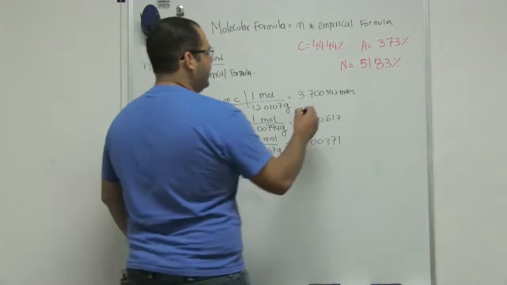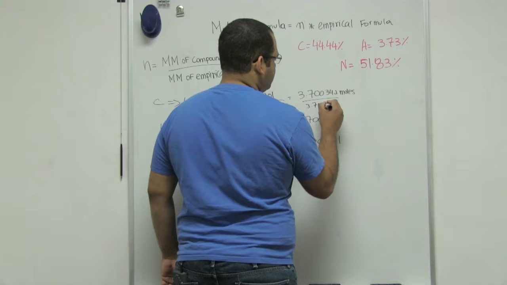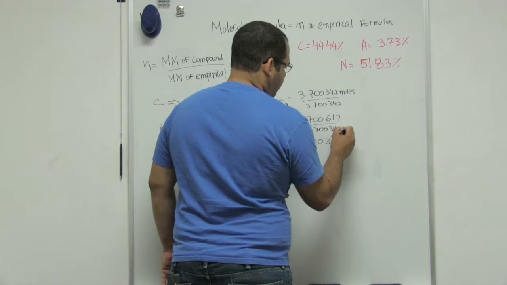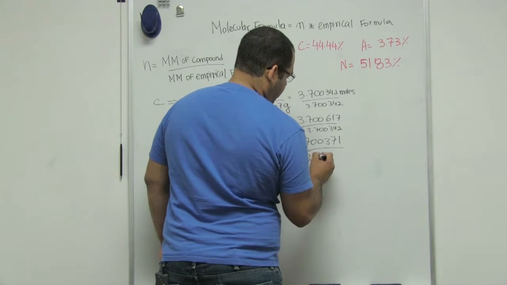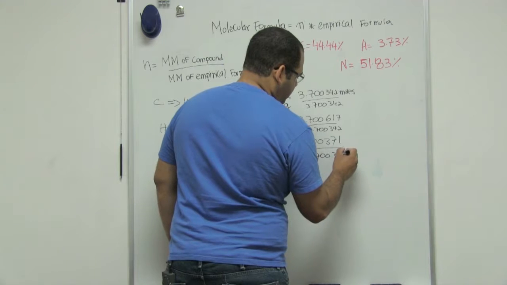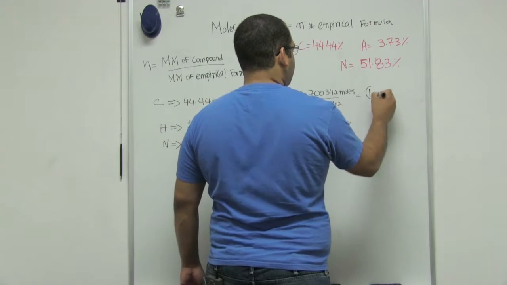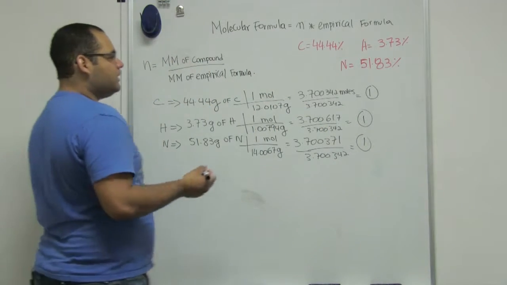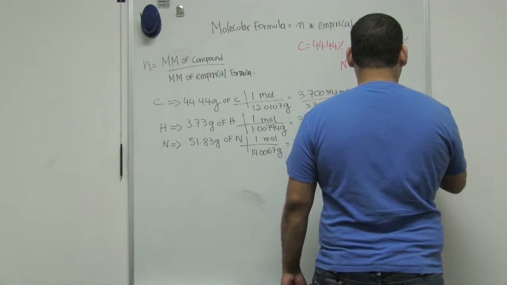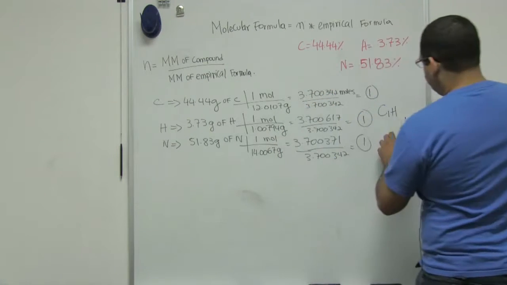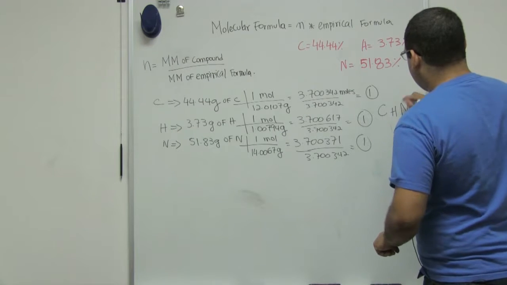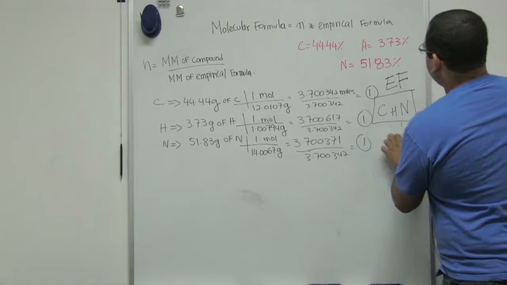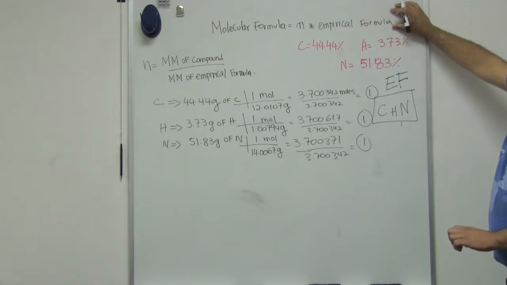Now I divide everything by 3.700342, and now you get 1, 1, and 1. So I know that my empirical formula is C1H1N1, which I won't write out that way, just CHN. So this is my empirical formula, and I found this part.